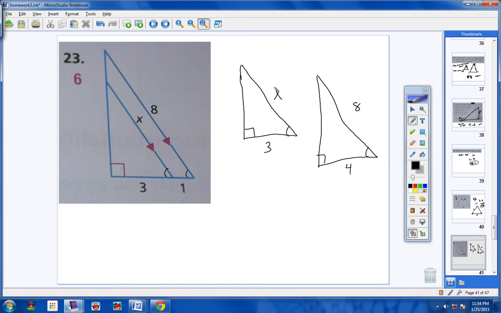Are the two triangles similar? Of course they are. How do I know that? Because if two angles in one triangle are congruent to two angles in another triangle, then the two triangles are similar.